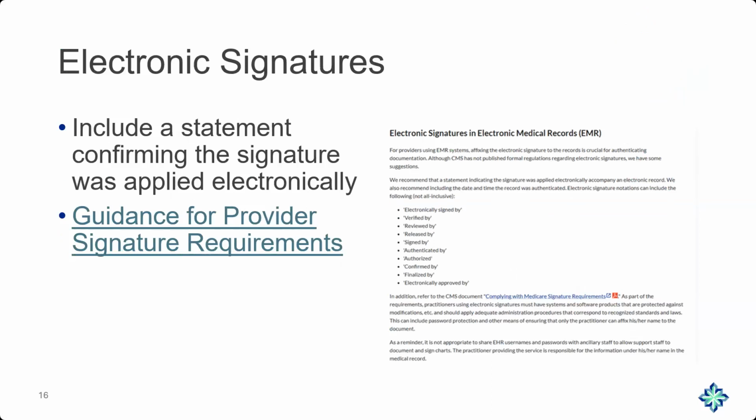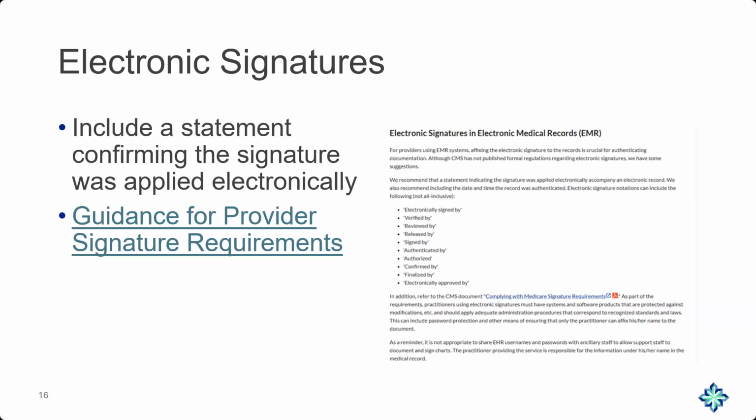If using an electronic signature, the provider should include a statement confirming the signature was applied electronically, along with the electronic record. It is also recommended to include the date and time the record was authenticated. As outlined in MLN 905364, complying with Medicare signature requirements, practitioners using electronic signatures must ensure their systems and software are protected from modifications. They must implement appropriate administrative procedures that comply with recognized standards and laws, which may include password protection and other measures to ensure that only the practitioner can sign the document.